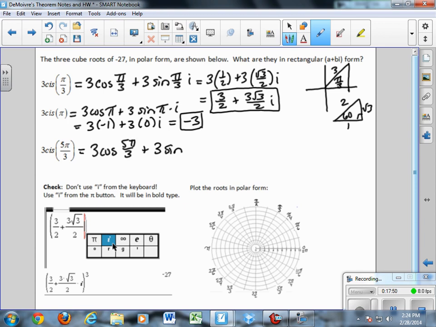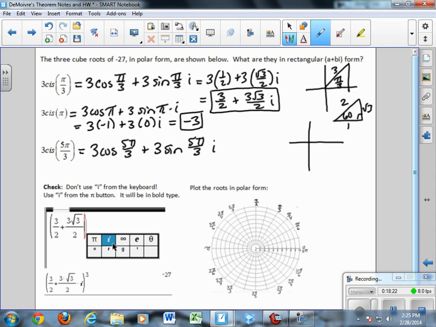And hopefully you remember a little bit of trig, enough to remember that this has the same reference angle, but it's in a different quadrant. So this is still a pi over 3. I'm still going to get 1/2 for cosine, square root of 3 over 2 for sine. But I'm not going to have them both be positive now, because 5 pi over 3 is in what quadrant? That's right, it's in 4. Very good.